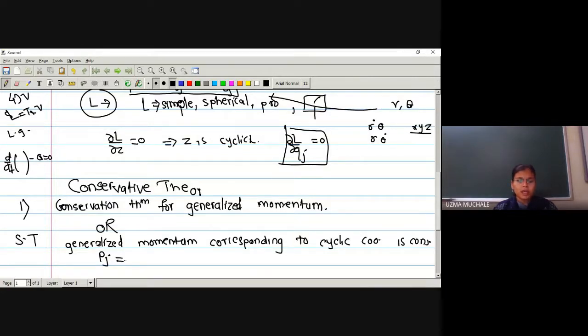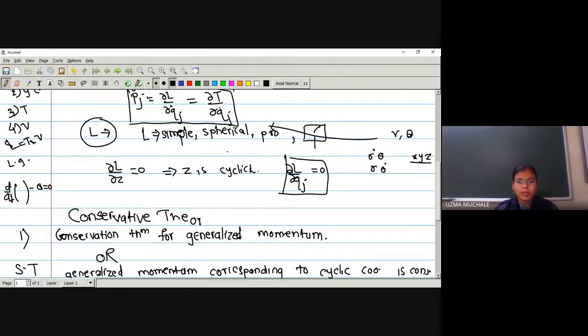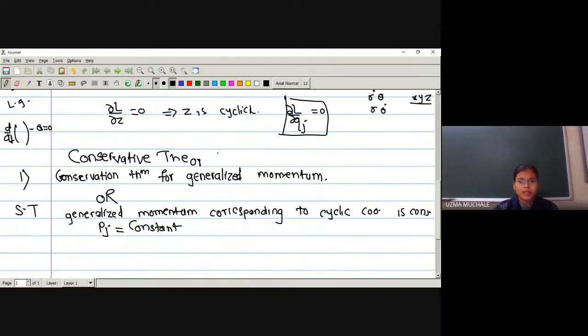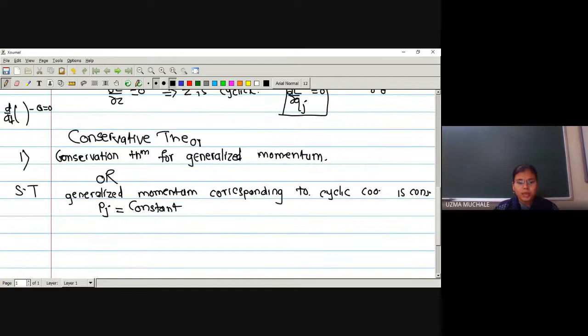The generalized momentum Pj corresponding to a cyclic coordinate. If you have a cyclic coordinate, for its corresponding generalized momentum we have to show that it is conserved, which means we have to show it is equal to some constant number. Just now we have seen the relation. What do you mean by a cyclic coordinate? Dou L by dou Qj is equal to 0. Now we have to show that this Pj is equal to some constant if you have the cyclic coordinate.